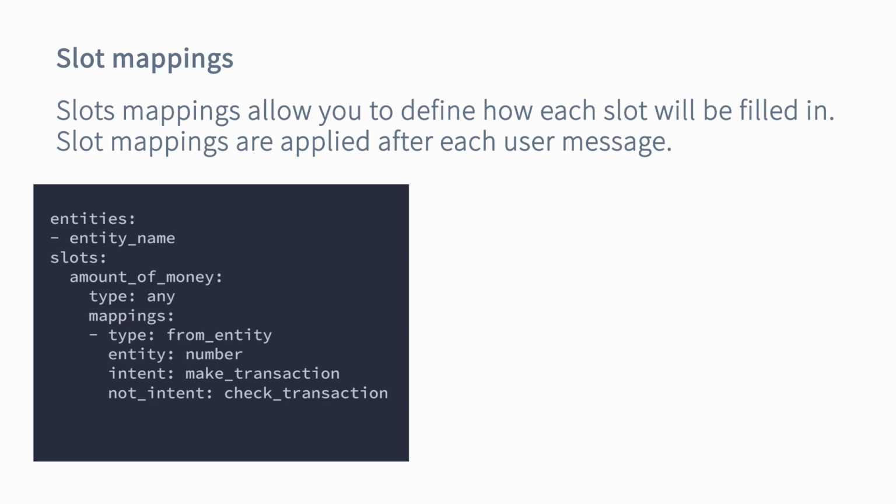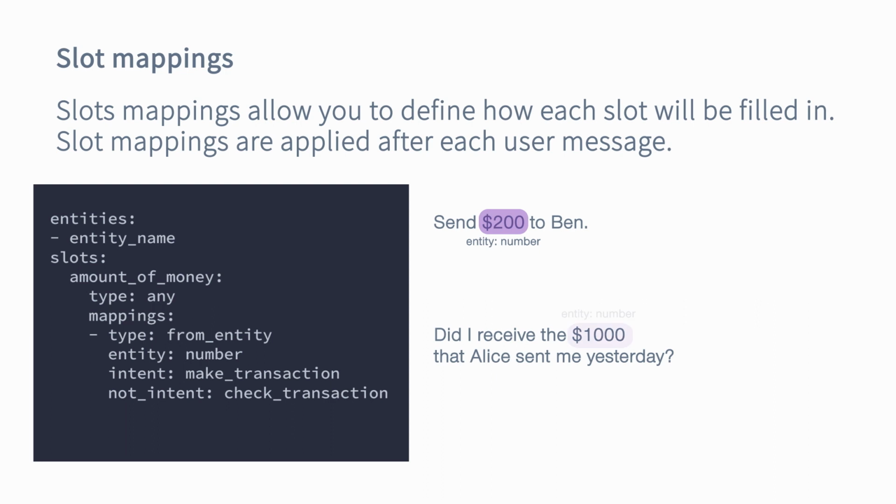So let's say we have two user messages. One says, "Send $200 to Ben," and another one says, "Did I receive the $1,000 that Alice sent me yesterday?" Both of these messages have an entity, number. The first one with a value $200 and another one with a value $1,000. So we could say that both of these messages could potentially fill in the amount of money slot.